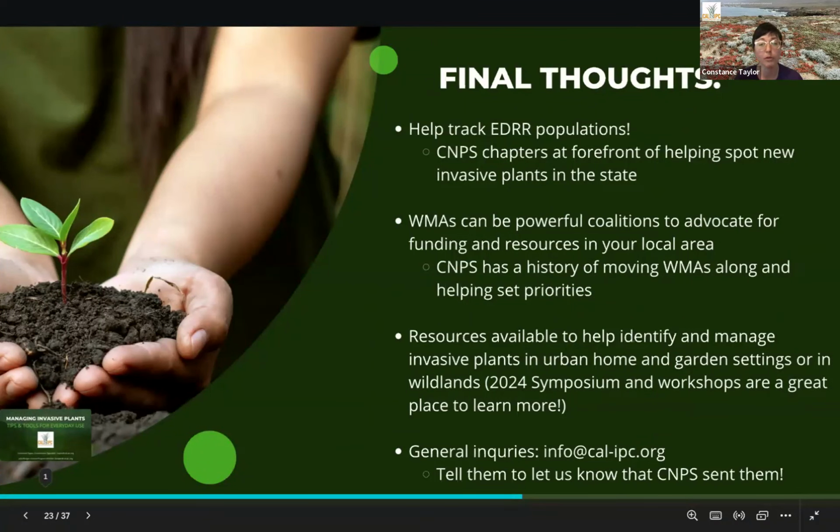WMAs can be really powerful coalitions to advocate for funding and resources in your local area. And CNPS, the different chapters have a history of moving WMAs along and really helping to set priorities in regions. There are a number of resources available to help identify and manage invasive plants in our home and garden settings or in wildlands. We've gone through some of them, but there are many more on our website and many more available in the state at large as well.